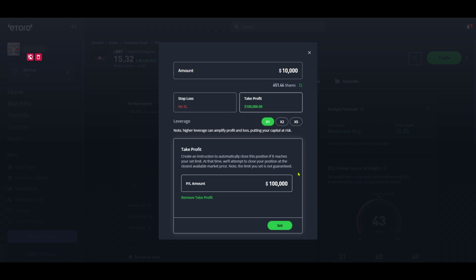By customizing these settings, you're effectively managing your investments on eToro, protecting your portfolio from excessive losses while capitalizing on potential profits. Now, you're all set up to trade with confidence.